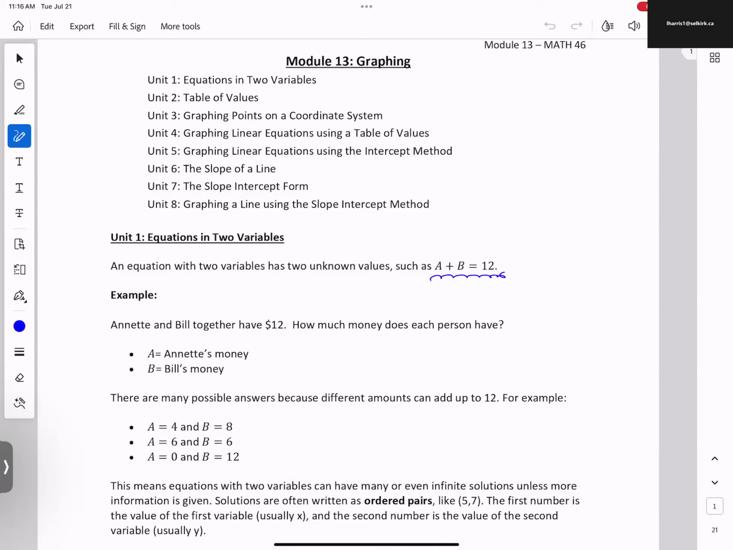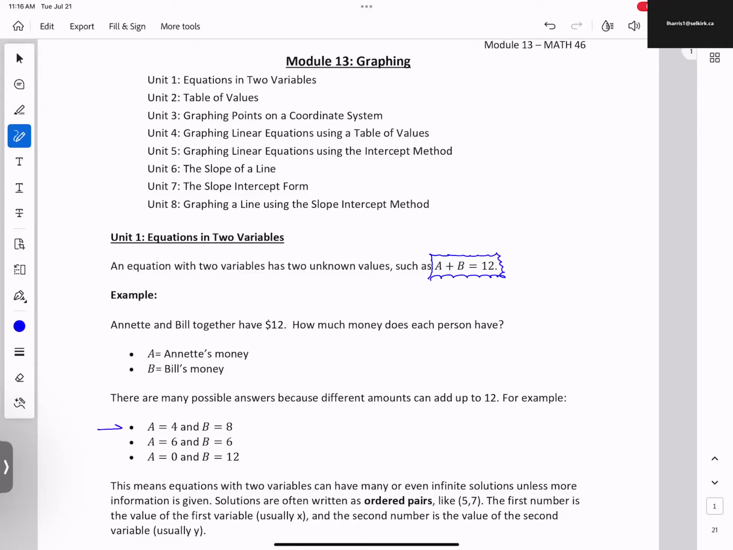Okay, so as you know, variables mean those values can vary. They're kind of like our mystery numbers. And you might imagine how those could take on several different values and still have the equation be true. So for example, maybe A is the amount of money Annette has and B is the amount of money Bill has, and together we know they have $12. Well, there are several possible answers to how much each Annette and Bill have.